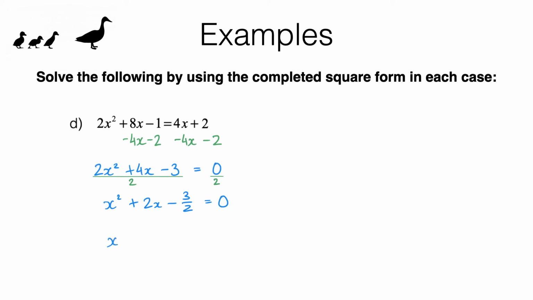We're going to get (x plus 1) all squared minus 1 squared, which is 1, minus 3 over 2. And that equals 0. Now I'm going to collect these together. Minus 1 minus 3 over 2 is equivalent to subtracting 5 over 2. Again, if you're not sure about how to go from here to here, then check out topic A18b. If you are comfortable with where we've got to so far, pause the video and complete this question.